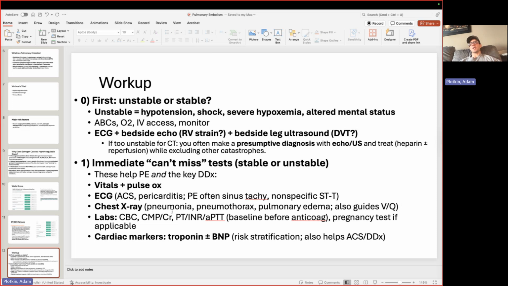Remember, in a chest x-ray you could potentially see a Westermark sign or Hampton's hump in PE. Again, those are very, very rarely seen. So most of the time, you're just going to get a normal chest x-ray in a patient who has a PE. Labs, we could get a CBC, a CMP, PT, INR, PTT, a pregnancy test, right?